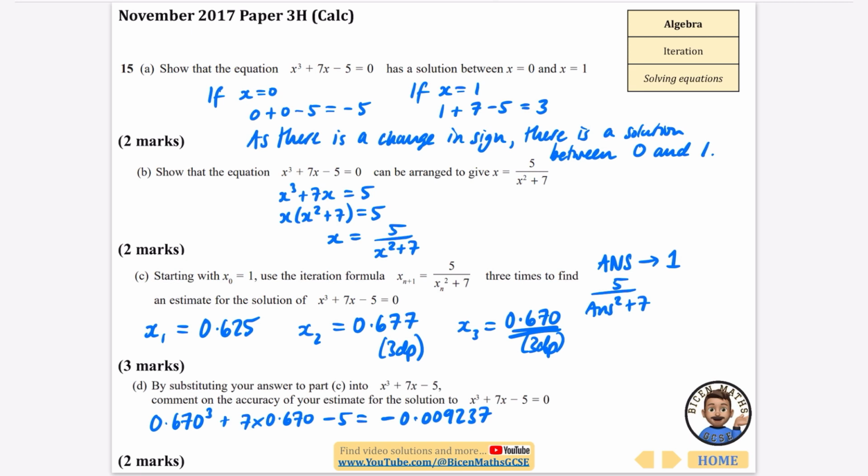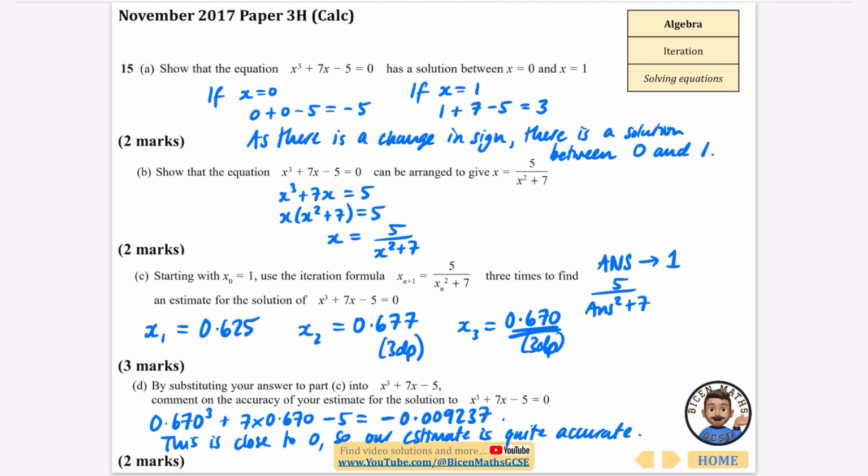So the accuracy of your estimate, this is close to 0, so our estimate is quite accurate. But it's not perfect because it doesn't exactly equal 0.